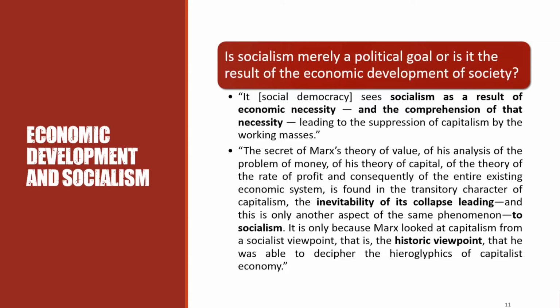Then secondly, she says, the secret of Marx's theory of value and his analysis of the problem of money and his theory of capital, of the theory of the rate of profit, and consequently of the entire existing economic system is found in the transitory character of capitalism and the inevitability of its collapse, leading, and this is only another aspect of the same phenomenon, to socialism. It is only because Marx looked at capitalism from a socialist viewpoint, that is, a historic viewpoint, that he was able to decipher the hieroglyphics of capitalist economy.